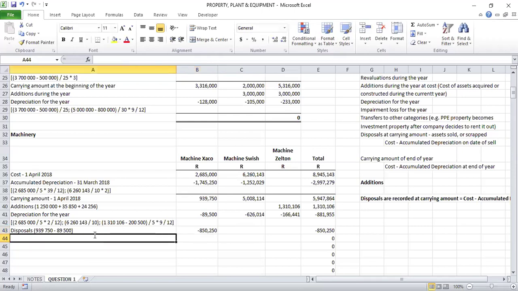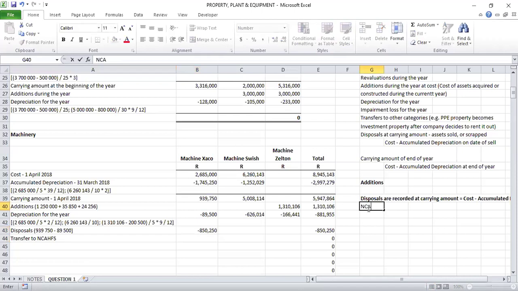Then we have transfer to non-current assets held for sale. NC stands for non-current assets.